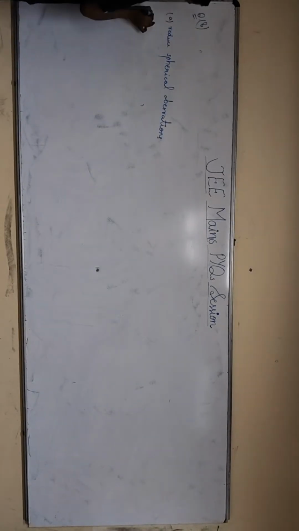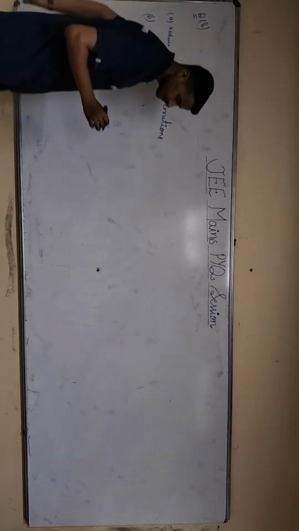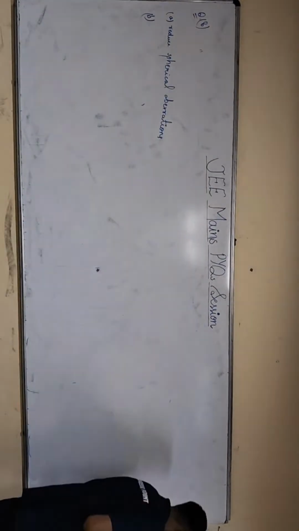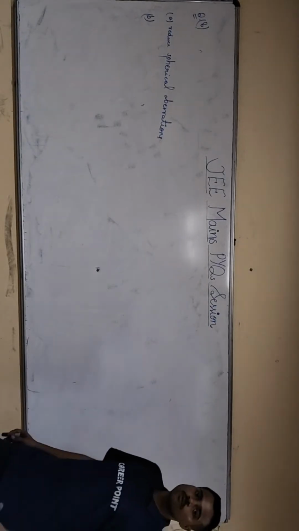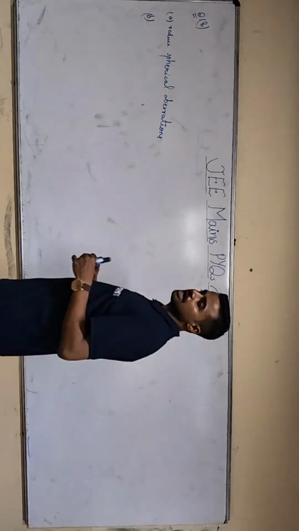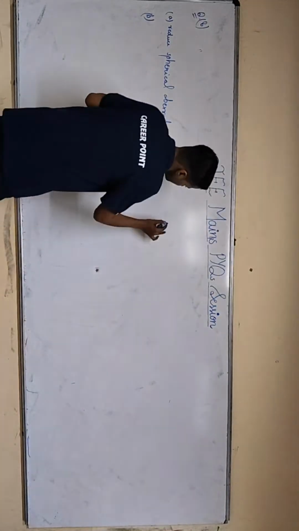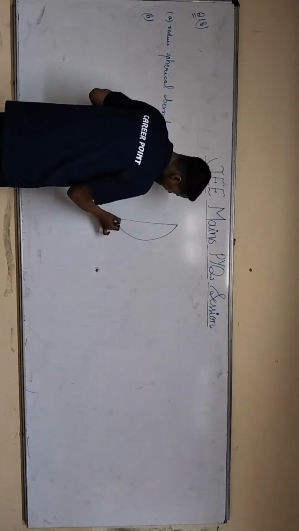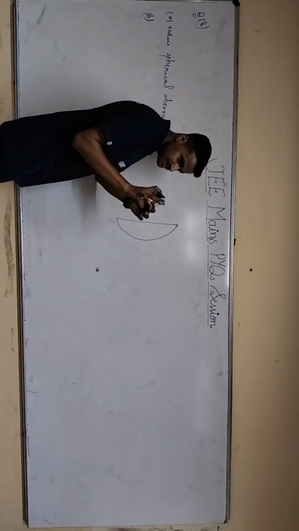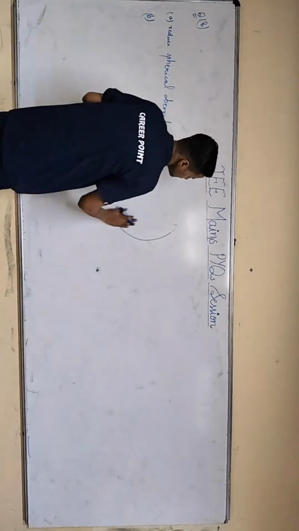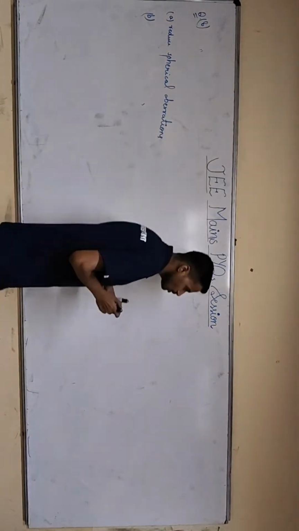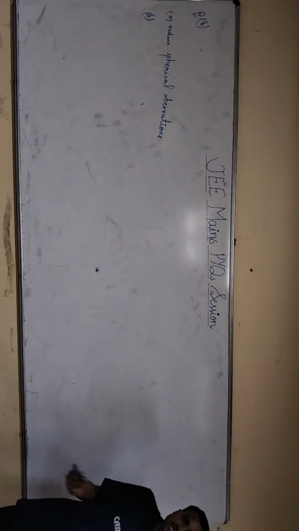Your question is: an astronomical telescope has a large aperture. Why does an astronomical telescope have a large aperture? You know the aperture, right? This is the plano convex lens, and the aperture is this, how much it is going to open. The question is asking for the reason why an astronomical telescope has a large aperture.